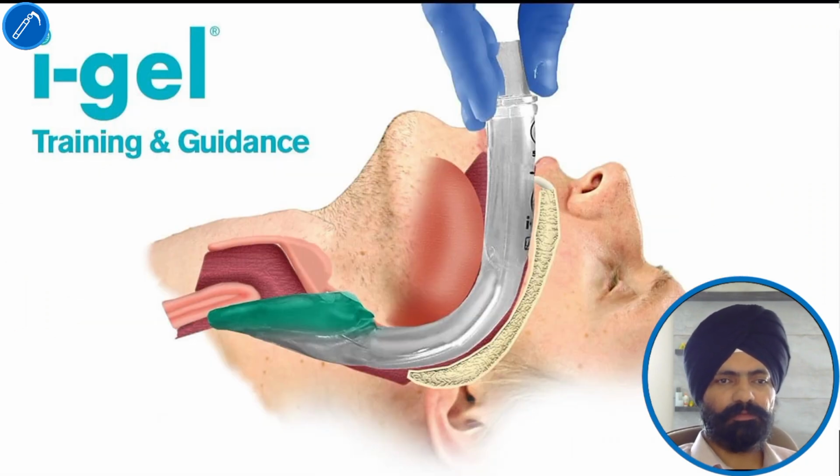This is another picture which clearly depicts the position of the iGel from the lateral side. You can see that the opening of the iGel is directly in contact with the opening of the trachea, and the tip of the iGel goes into the esophagus, through which we can pass the Ryle's tube.